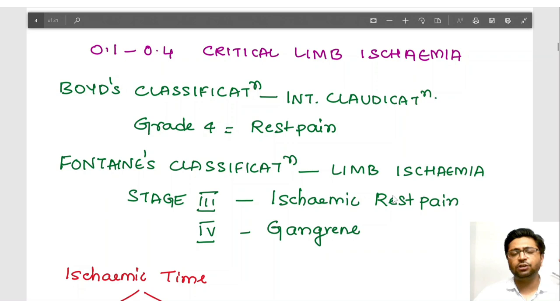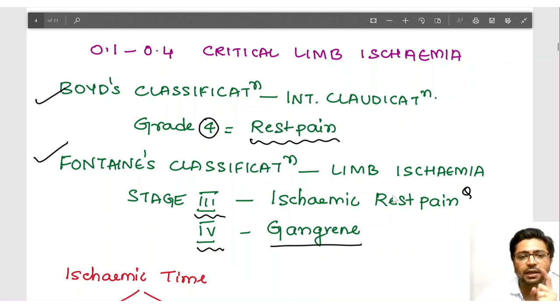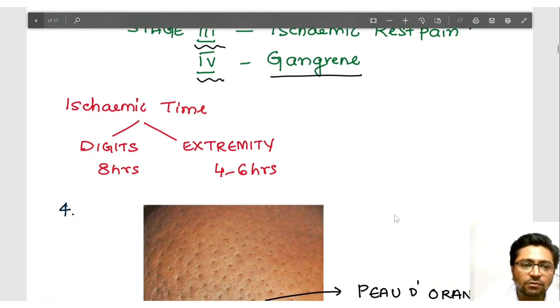The other two things which you need to remember in PVD MCQs are, what is Boyd's classification and what is Fontaine's classification. Boyd's classification is for intermittent claudication, and remember this, grade 4 is nothing but rest pain, whereas in Fontaine's classification, grade 3 is ischemic rest pain and grade 4 will be gangrene. So remember this, in Boyd's classification, rest pain is grade 4, whereas in Fontaine's classification, rest pain would be stage 3. The other MCQs here are, for digits, what is the ischemic time?